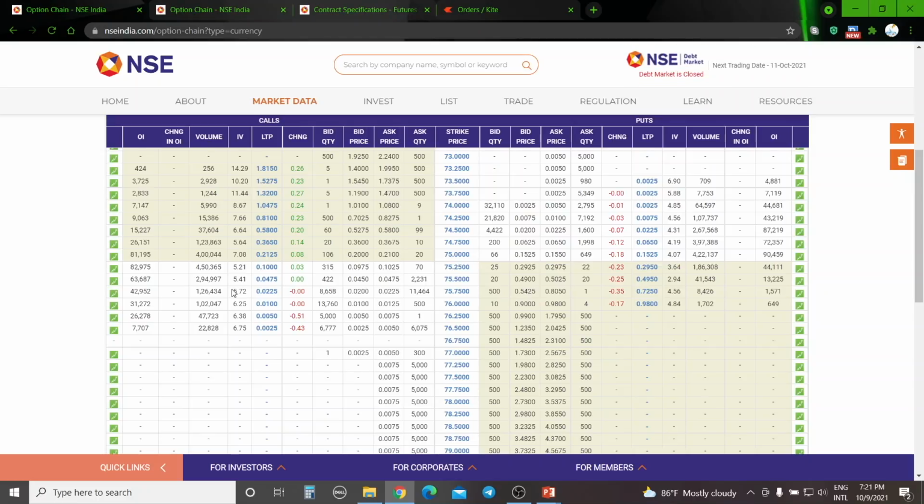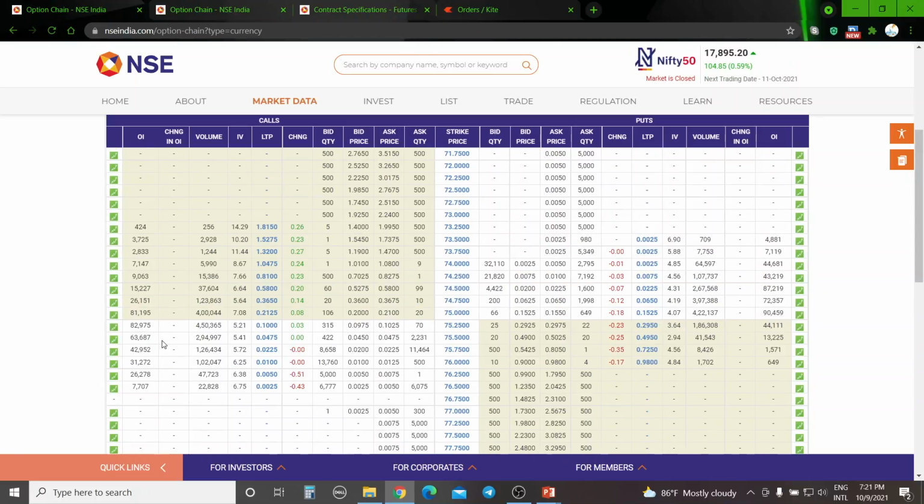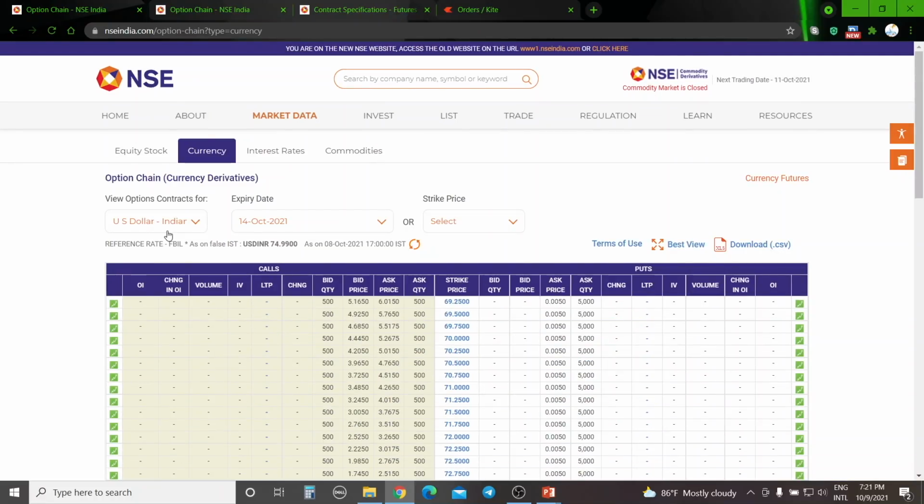Same like our index options. Okay, let us go through the contract information for USD INR. Before that, we will see why I am telling only USD INR. So right now you are seeing USD INR. This is on 14th October expiry.